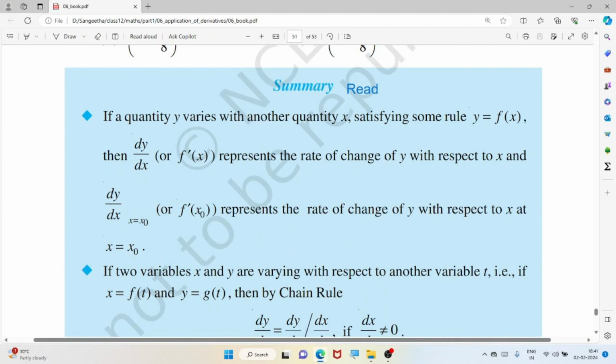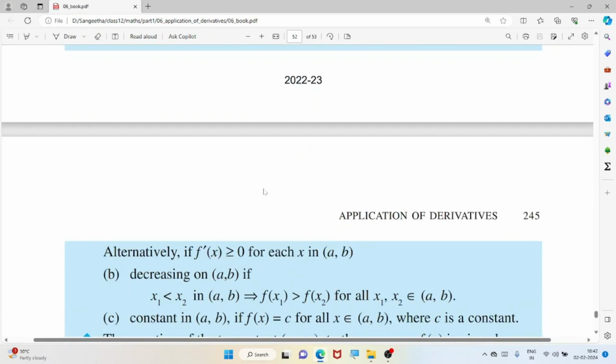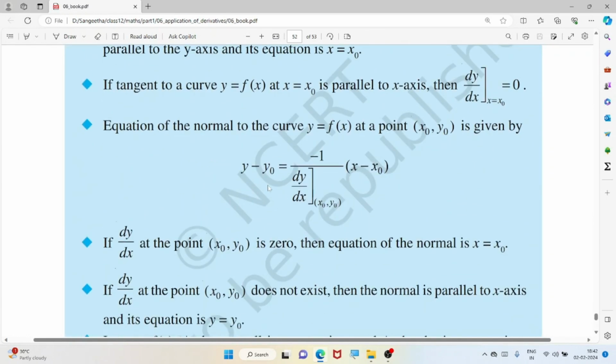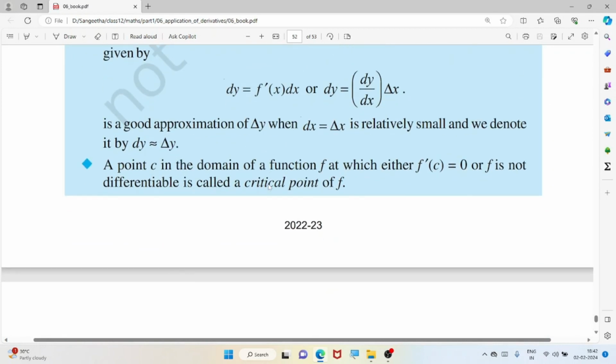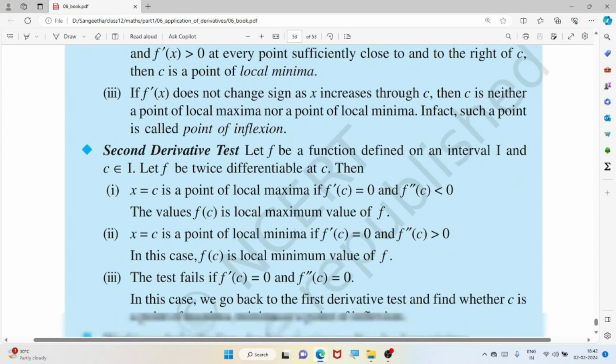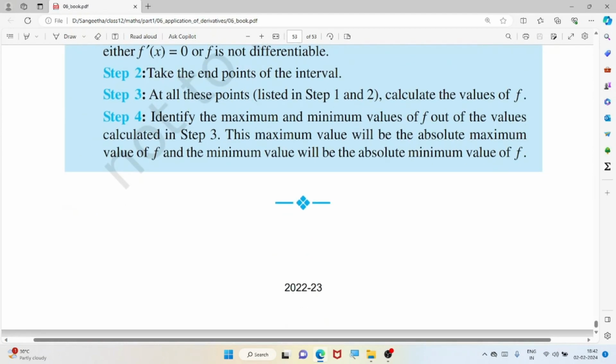A summary, you read the summary. See, in calculus, that is chapters 5, 6, 7, 8, you should know the basic differentiation and integration. Then only you will be able to solve the problems in calculus. That is continuity and differentiability, application of derivatives, integrals, then application of integrals. Okay.